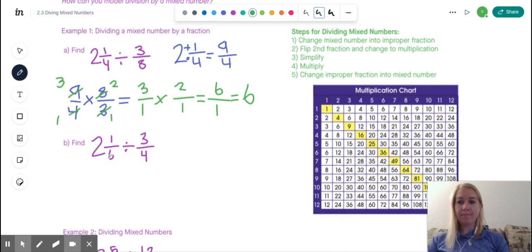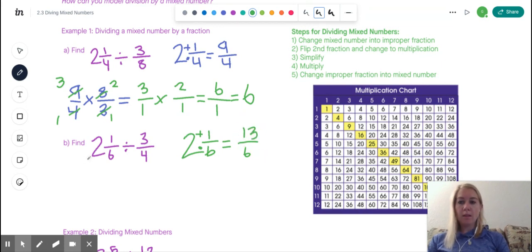Okay, let's try number 2. Find 2 1/6 divided by 3/4. Step 1, change the mixed number into an improper fraction. So our mixed number is 2 1/6. Our denominator is going to stay the same, which in this problem is 6. And again, we're going to multiply and then add. So 6 times 2 is 12, plus 1 more is 13.